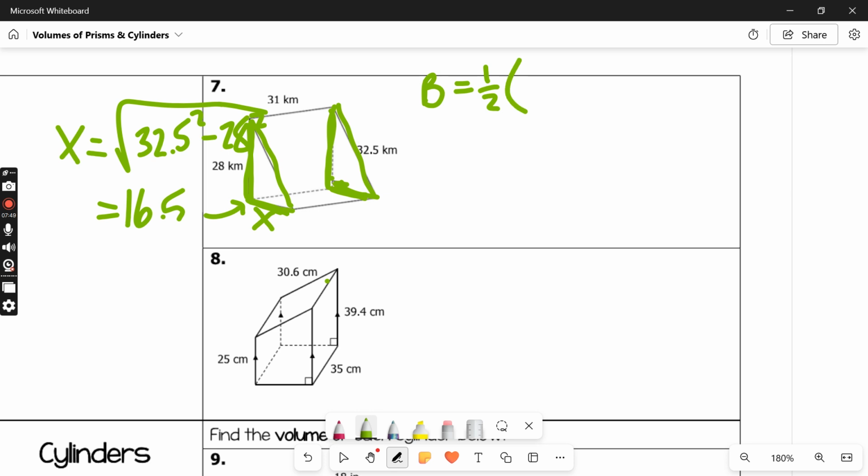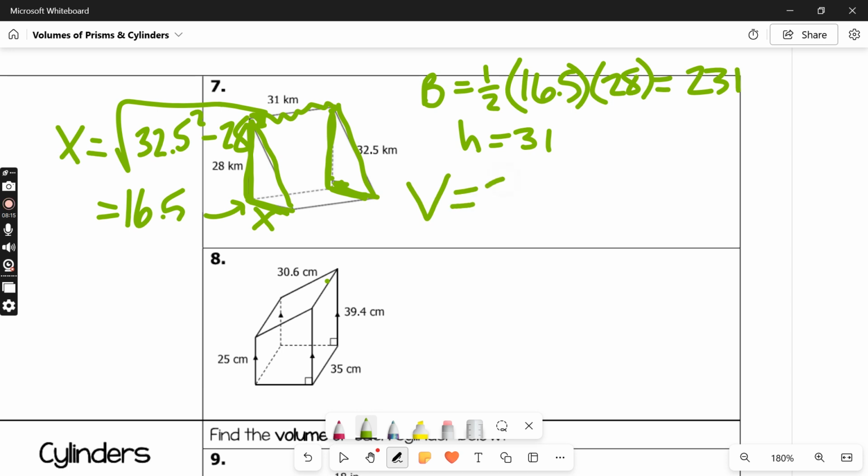So my area of my base is going to be 1/2 times 16.5 times 28. So the area of my base is 231. And then the height of my prism, the distance that's connecting those two bases, is 31. So my overall volume is going to be 231 times 31, which is 7161. This is millimeters cubed.